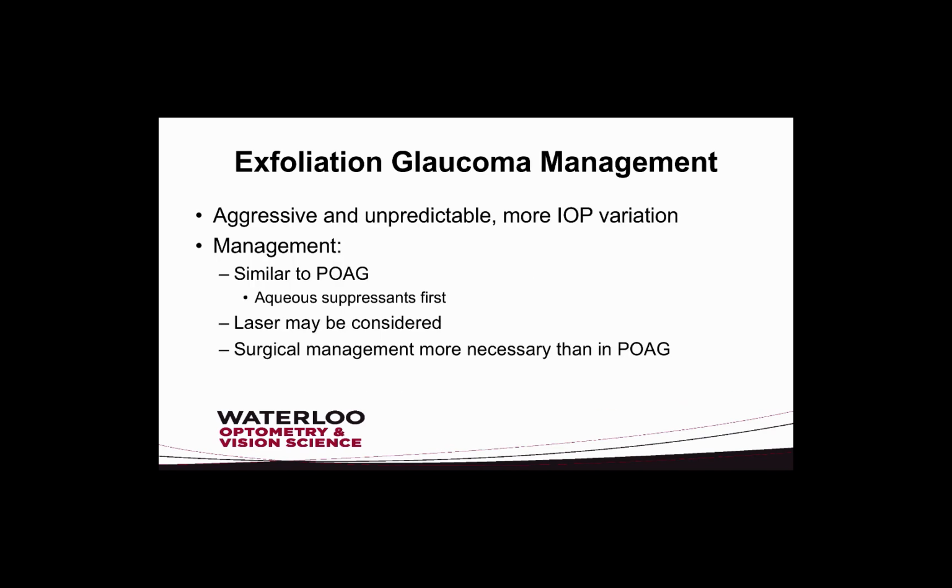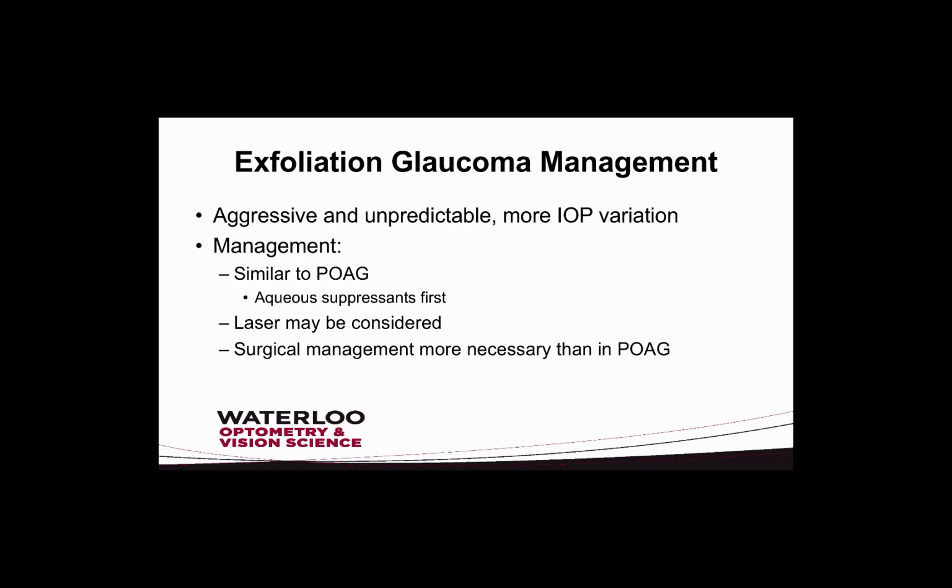So management is a little more complicated in these patients as compared to primary open angle glaucoma because it tends to be more of an aggressive and unpredictable disease. And this is because of the fluctuation in IOP that happens consistently throughout the day. So typically in earlier stages of the disease, in somebody that has a more controlled IOP, management is similar to primary open angle glaucoma, especially before we start to see any significant rise in IOP or any changes to the optic nerve.